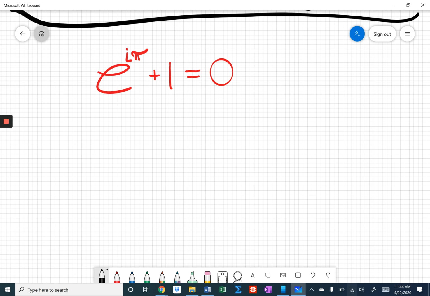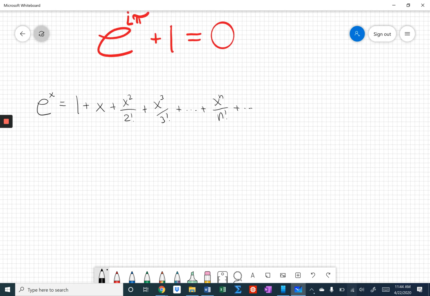need to look at the Maclaurin series for a couple of functions that we became familiar with. So let's recall that e to the x is 1 plus x plus x squared over 2 factorial plus x cubed over 3 factorial plus dot dot dot plus x to the n over n factorial plus dot dot dot. So it's a Maclaurin series for e to the x, or the Taylor series centered at 0.